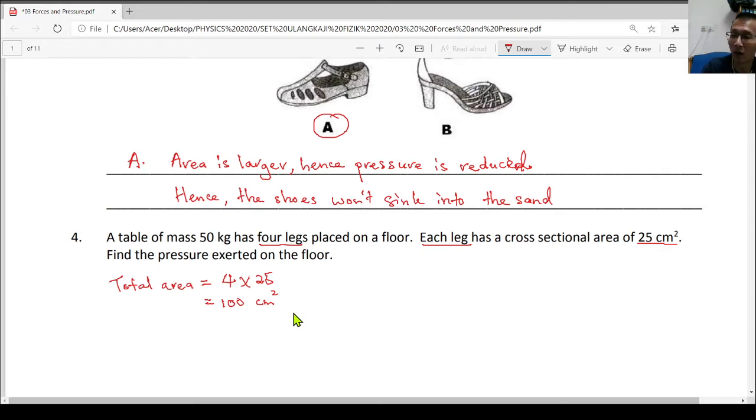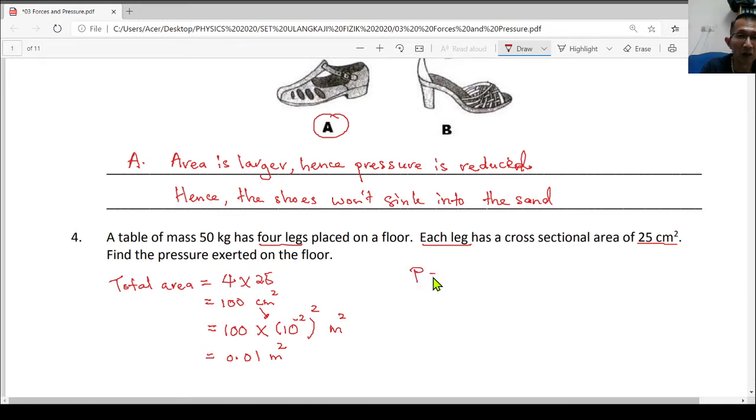It's better for us to work in meter, so I am going to convert my centimeter square to meter square. So I have here 100, multiplied by centi, which is 10 to the power of negative 2, but here it is square, so again I square it, and at the back I only have meter square. So you will end up with 0.01 meter square.